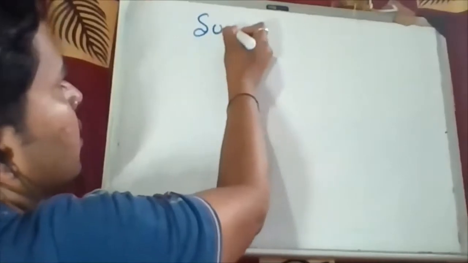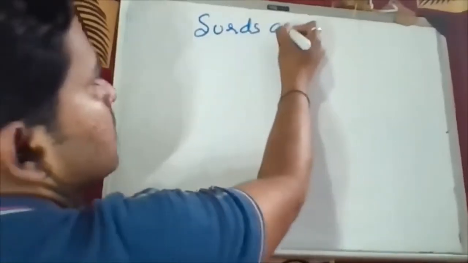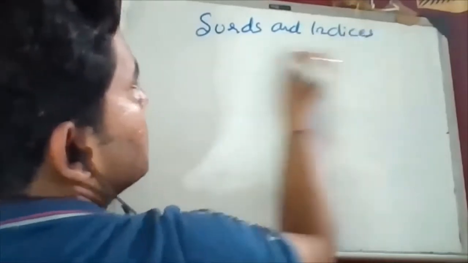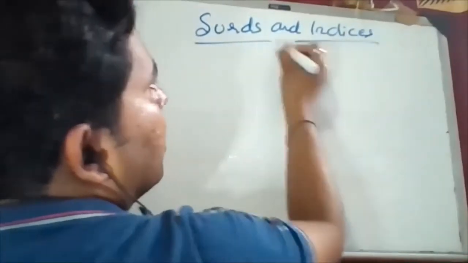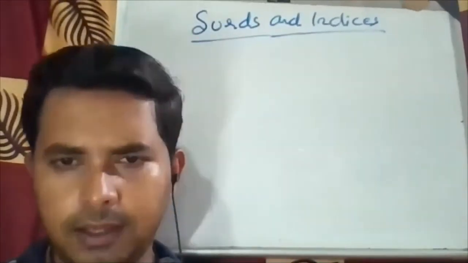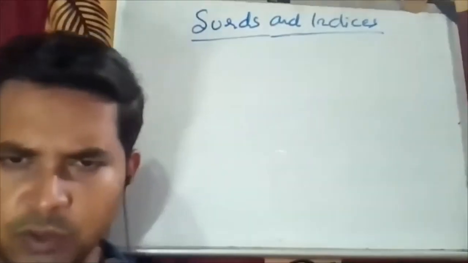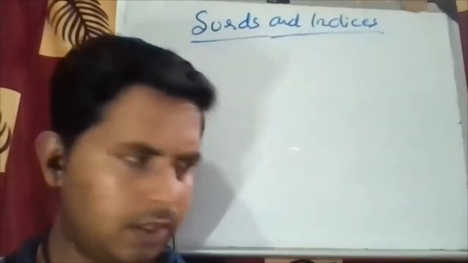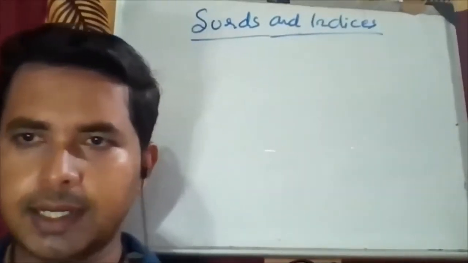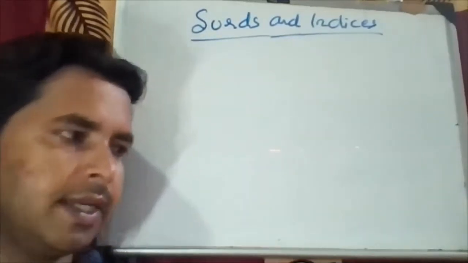Okay, surds and indices. The topic name is surds and indices. Okay, surds and indices. हमने इसको आई थिंक 10th स्कूल पे सीखा है, 10th स्टैंडर्ड और 8th 9th पे. That is karani. We say it is a karani. That is surds and indices.